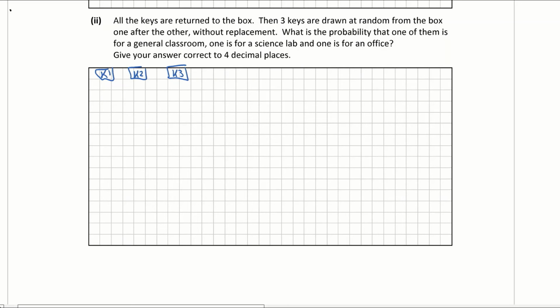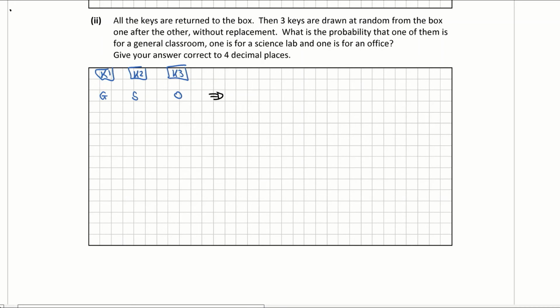Now, what sort of orders could these keys come out in? Like the first key I take out could be for the general classroom. The second key then could be for the science. And the third key could be for, what's my third one? An office. So that's one possible order. Now, what's the probability of that actually happening?